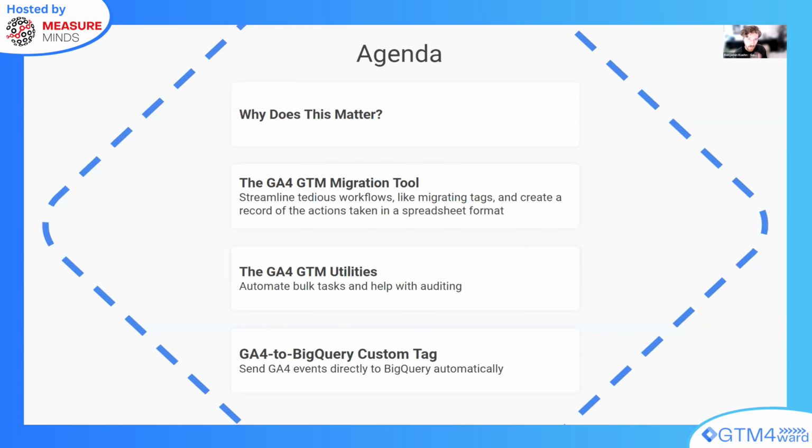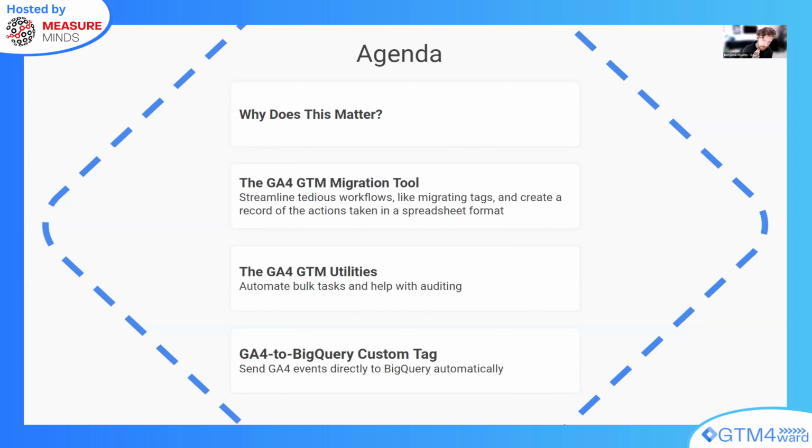Okay, so the agenda. First I'm just going to go over why this matters, then we're going to go through some of the tools. The GA4 GTM Migration Tool I worked on is meant to streamline tedious workflows like migrating tags and creating a record of the actions taken in a spreadsheet format. Then I have GA4 GTM Utilities, which helps automate bulk tasks and potentially helps with auditing as well. I've got some feedback that people like to use it for auditing.